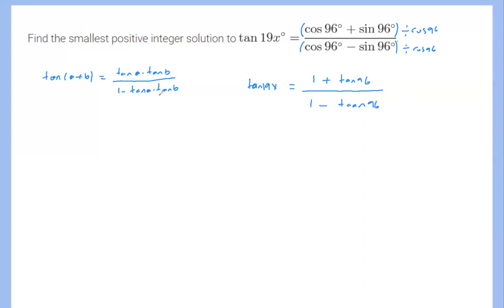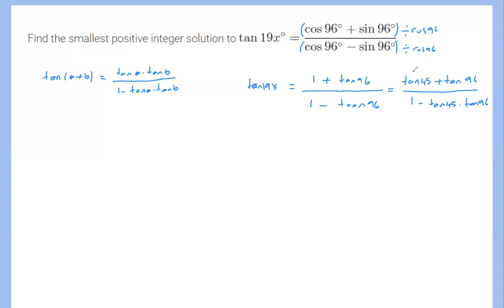Okay, so this is almost similar to the identity, but not exactly, because there is a tan A there, but that's 1. Maybe we can write it as the value of tangent 45. So tan 45 plus tan 96, divided by 1 minus, like this is 1, so I can just write 1 times tangent, that's going to be tan 45 times tan 96. Now this is exactly in this form.